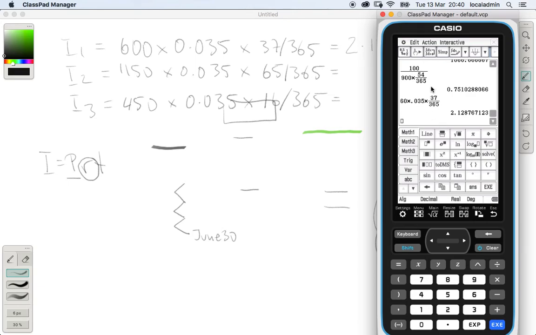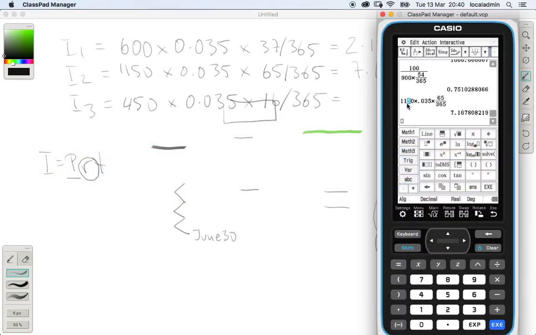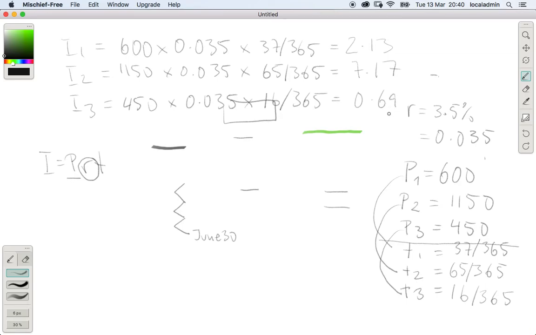We do that again. We just change this number here to 1150. Oops, thought I did 1150, and change that value up here to 65. Execute. That's $7.17, and finally 450 over 16, which is 69 cents, 0.69, and we add that all up. So that's 10, that's 19, carry the 1, 7, 8, 9, 2 and 7 makes 9.99.